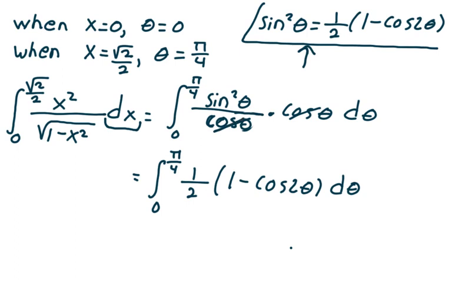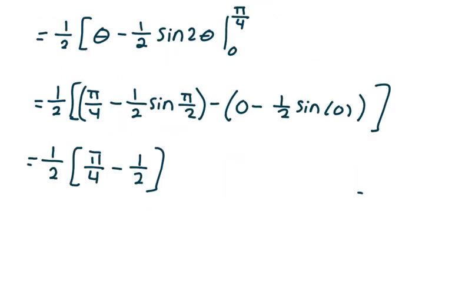So notice how these cosine theta pieces cancel. And so what I get is the integral from 0 to pi over 4 of 1/2 of 1 minus cosine 2 theta d theta. And so when I integrate, I get 1/2 the quantity theta minus 1/2 sine 2 theta evaluated from 0 to pi over 4. If I replace theta with pi over 4, I get the following. 1/2 of pi over 4 minus 1/2 sine of pi over 2 minus, and then replacing theta with 0, I get 0 minus 1/2 sine of 0.